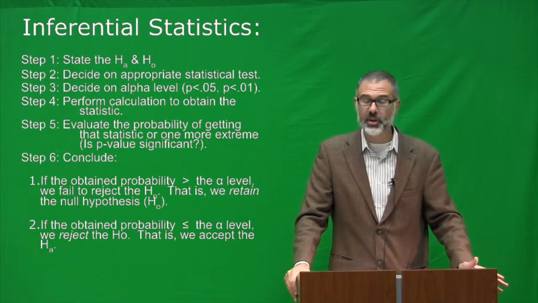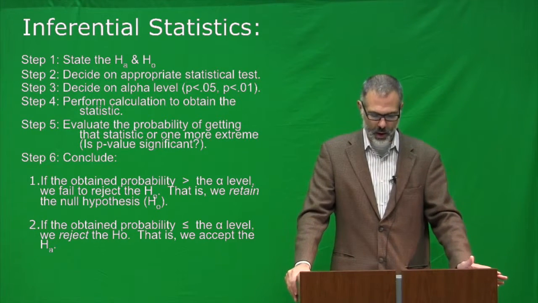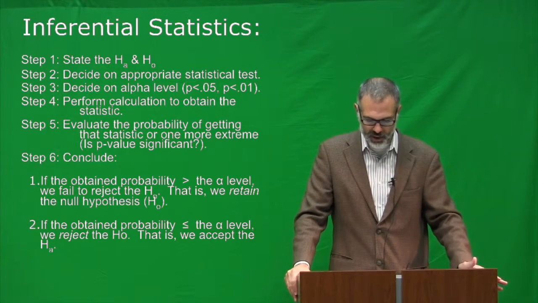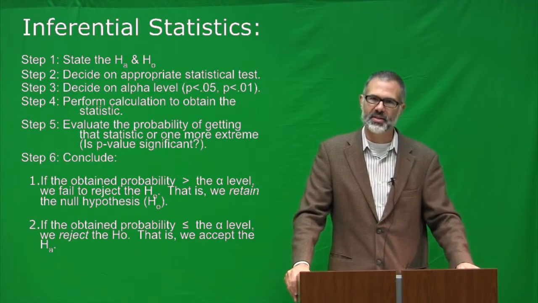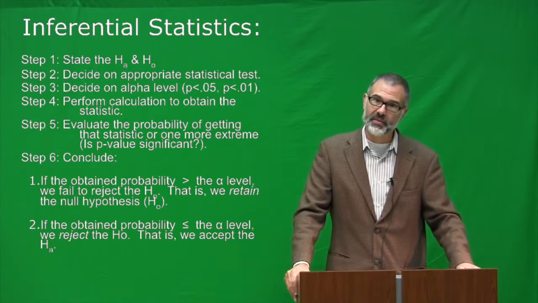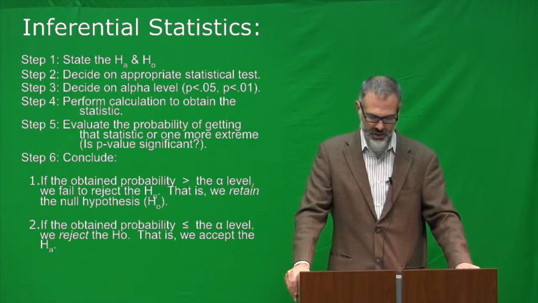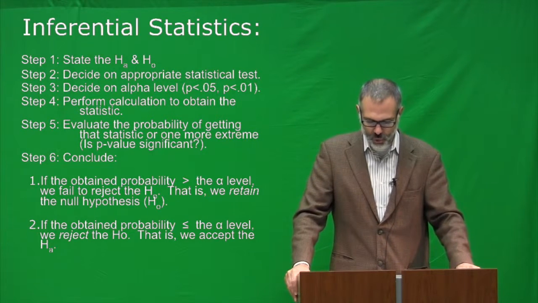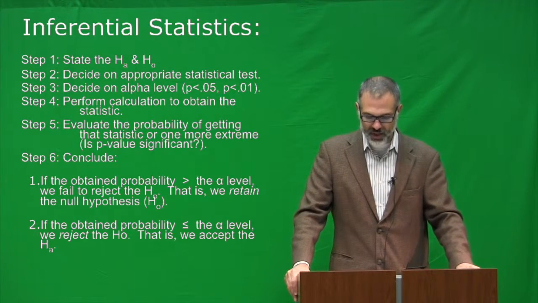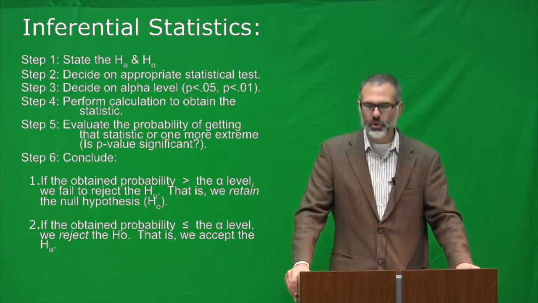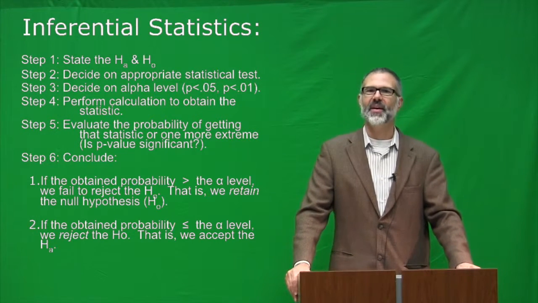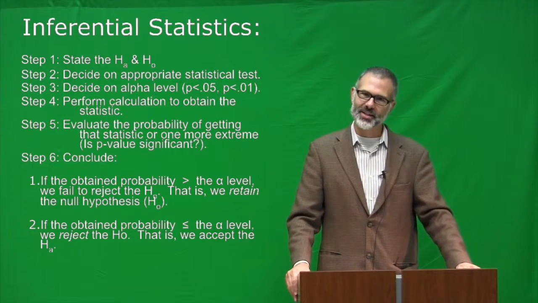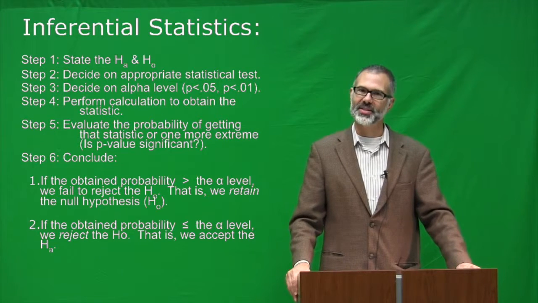We perform the calculations and we obtain the statistic, and then we evaluate the probability of getting that statistic or an even more extreme value of that statistic. This is the definition of a p-value, and again, we're going to talk about that in just a second. And then we conclude whether the obtained probability is greater than the alpha level. If that is true, then we fail to reject the null hypothesis.